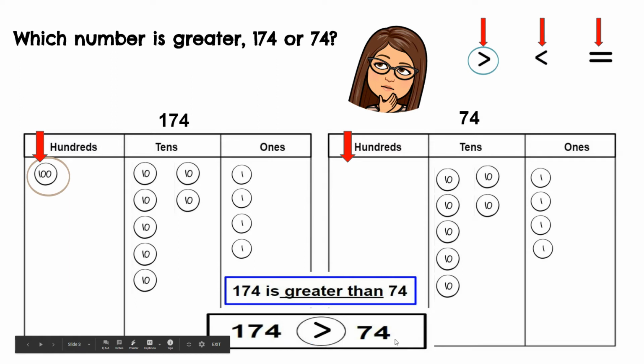Remember, boys and girls, in comparing numbers, we should take a look at the largest unit. And this time, we have the hundreds, which is the largest unit.